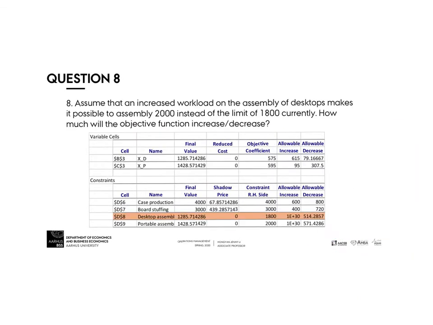Question 8: assume that an increased workload on the assembly of desktops makes it possible to assemble 2,000 instead of the current limit of 1,800. How much will the objective function increase or decrease? For this question, we can see the right-hand side of the board staffing constraint increased by 200 units. We find this constraint row in the constraint part of your sensitivity report, and you can see the shadow price equals 0.